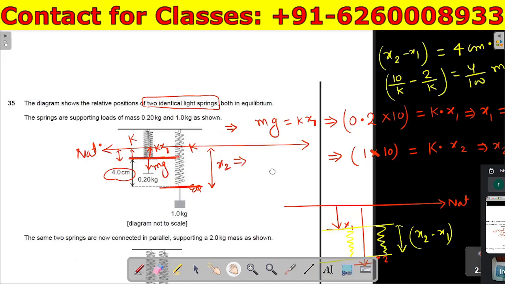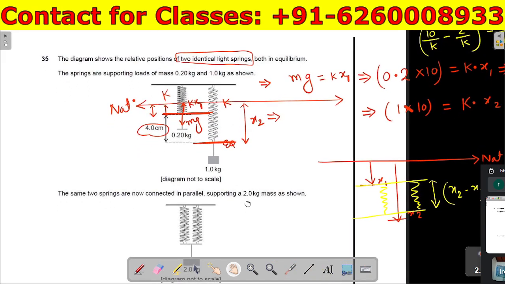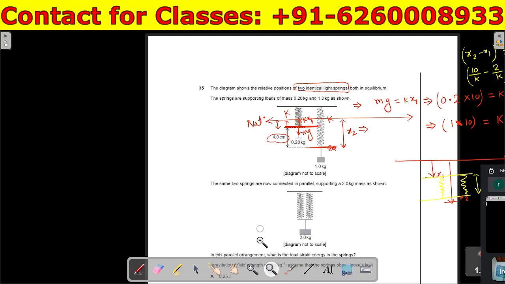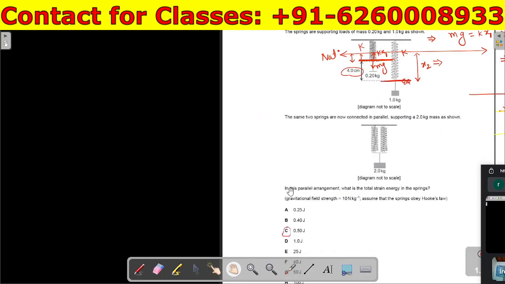Now I will try to read the next statement. The same two springs are now connected in parallel and supporting a 2 kg mass as shown in the figure. So now I want to discuss, do you know the combination of springs? There is a very little concept here, that is the combination of springs. Let me discuss the combination of springs.